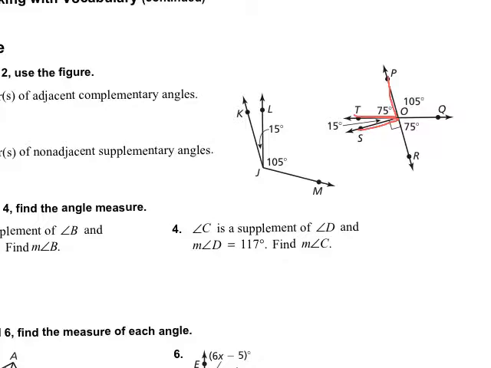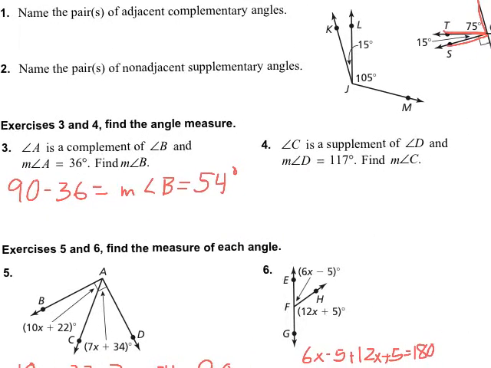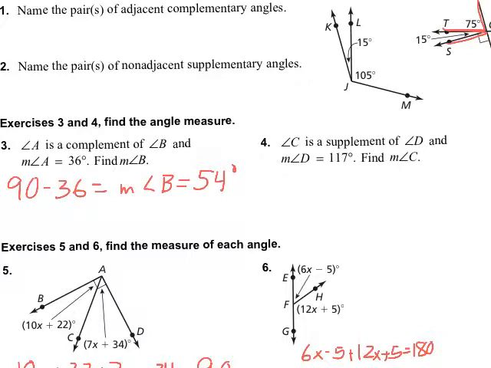All right, for 3 and 4. 3 says A is a complement of B. That means those have to add up to what? 90. A is 36, so all I have to do is 90 minus 36 to get the measure of angle B equals 54 degrees, right? Supplementary is the same type of deal, except it would have to equal 180. So that one would be what, 63. So measure of angle C is 63.